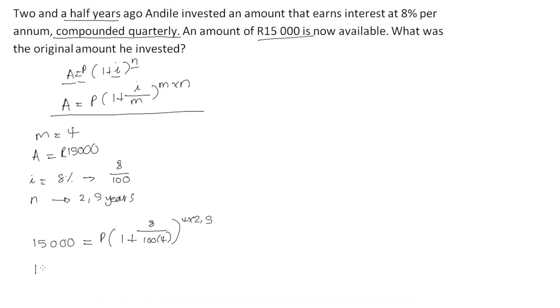Simplifying the equation, we get the following. We then go ahead and divide the right-hand side and the left-hand side of the equation in order to isolate P.